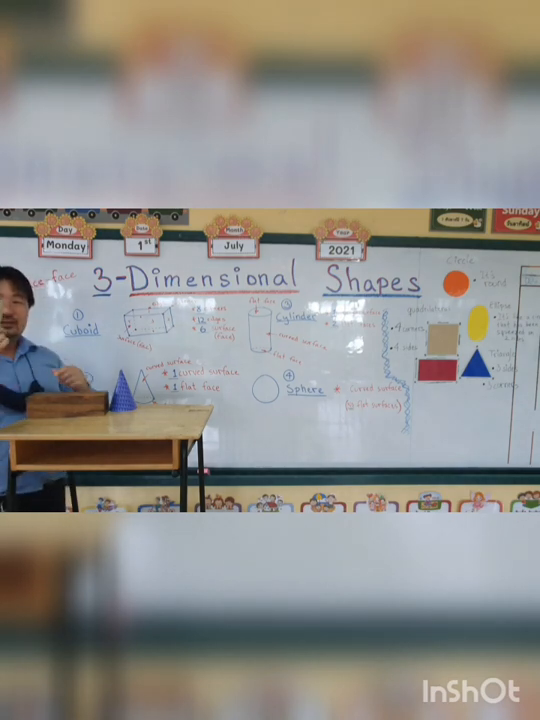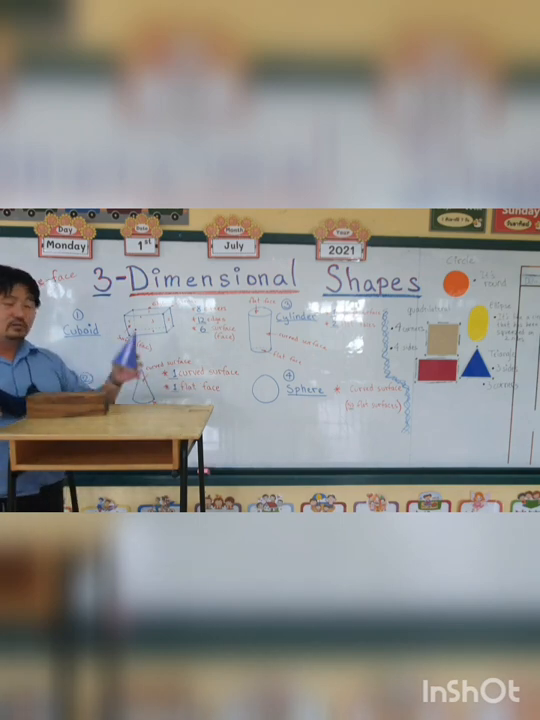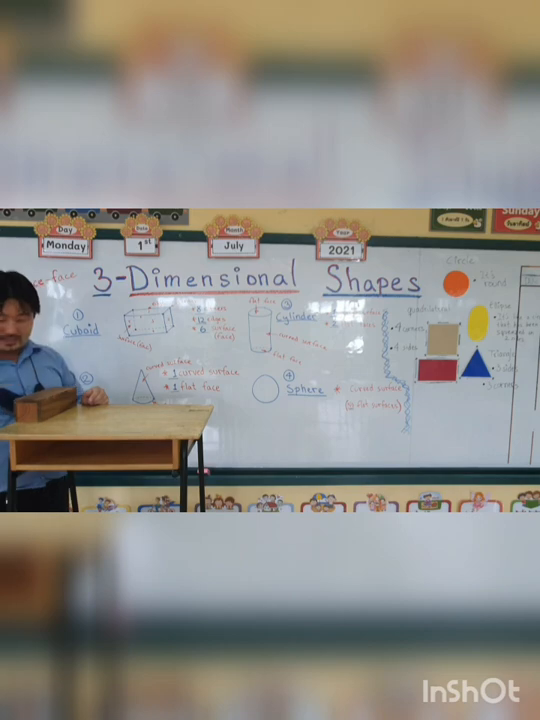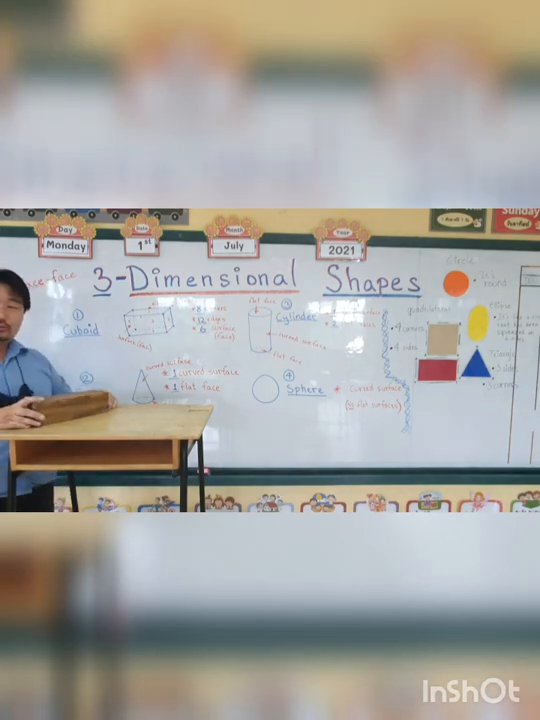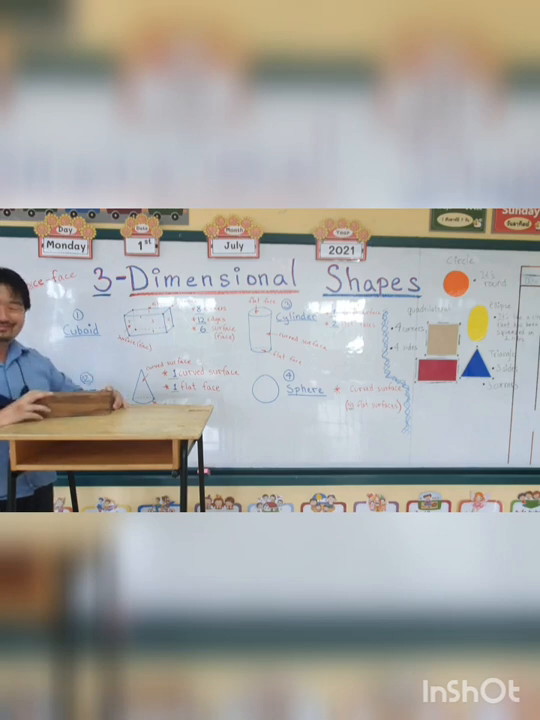And what about the cylinder? Can it roll? Yes, it can roll. And how about the cone? Can it roll? Yes, it can roll. It doesn't roll straight because of the shape of the curve, but it can roll. You see, it is rolling. And lastly, the cuboid. Can it roll? No. No. The cuboid cannot roll.